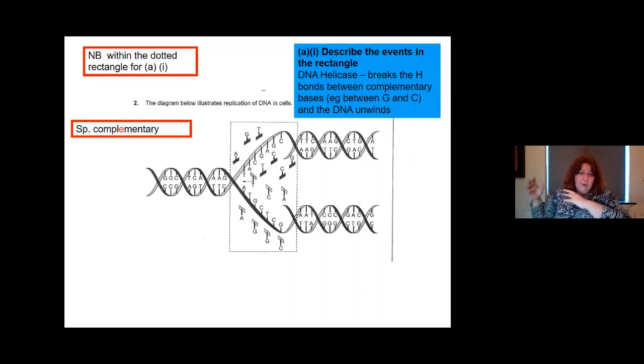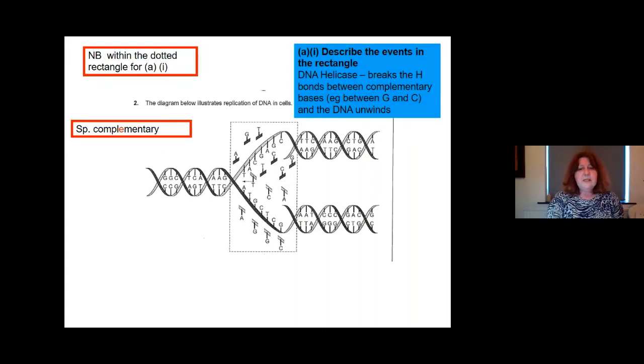Then the first question says describe the events in the rectangle. So what we're going to do now is roll out our knowledge about DNA helicase. We're going to say it breaks those hydrogen bonds between complementary bases. You can give an example: guanine and cytosine, thymine and adenine, and then you can say that the DNA will unwind. So you've described what's happening there, and you can see that it's unwound. There are complementary bases, some of them are coming in. You can actually talk about that then.